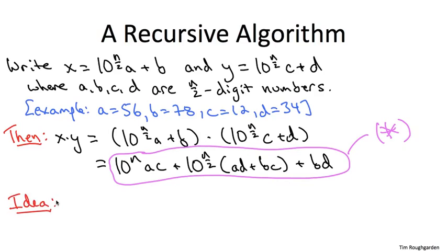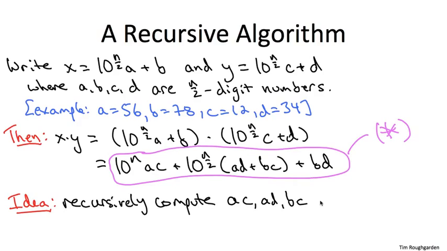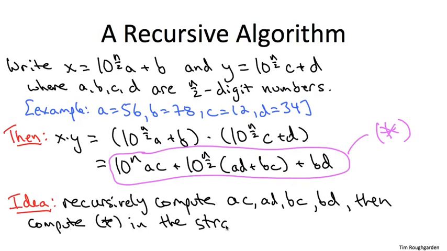So why not compute each of those 4 products recursively? After all, the inputs will be smaller. And then once our 4 recursive calls come back to us with the answer, we can formulate the rest of expression star in the obvious way. We just pad a times c with n zeros at the end. We add up AD and BC using the grade school algorithm and pad the result with n over 2 zeros. And then we just sum up these 3 terms, again using the grade school addition algorithm.